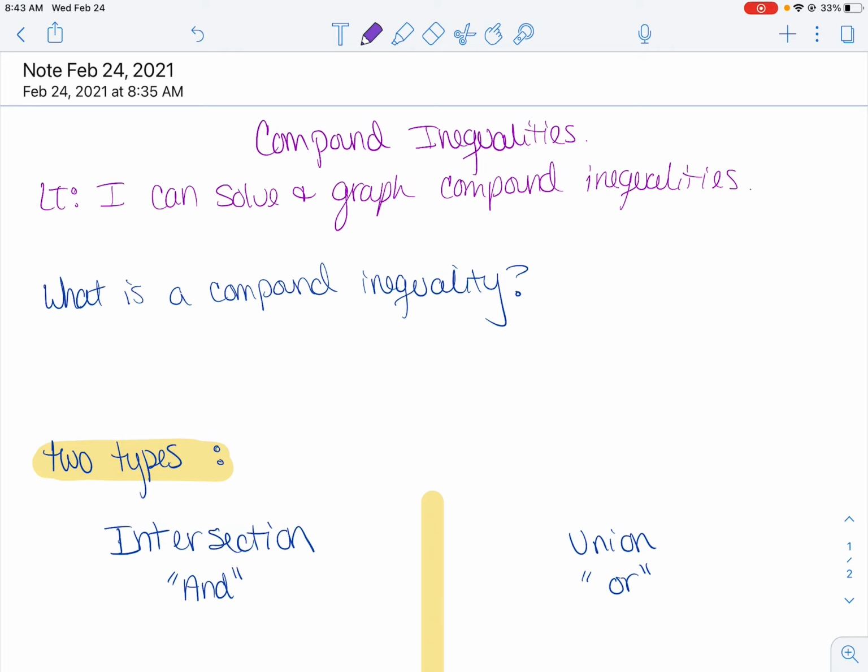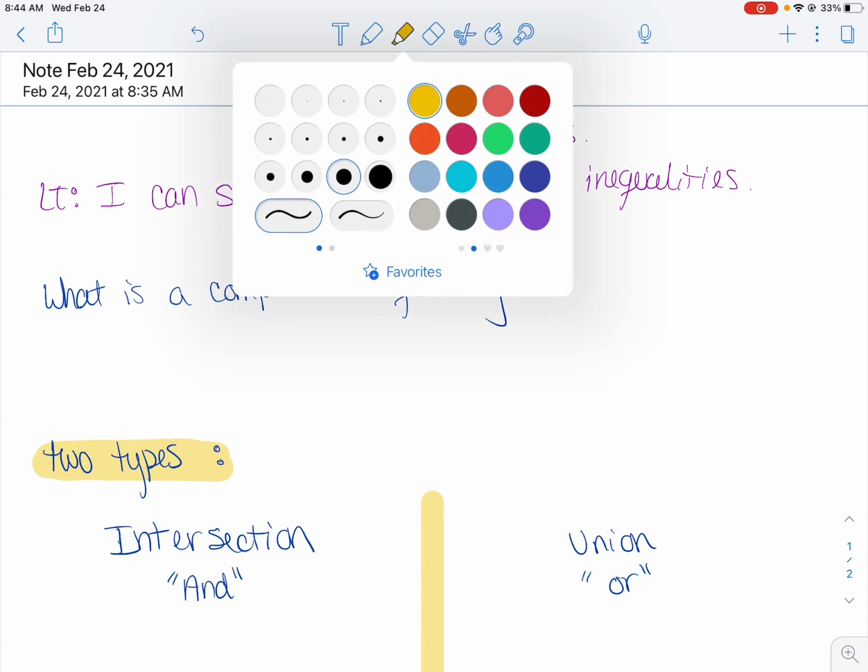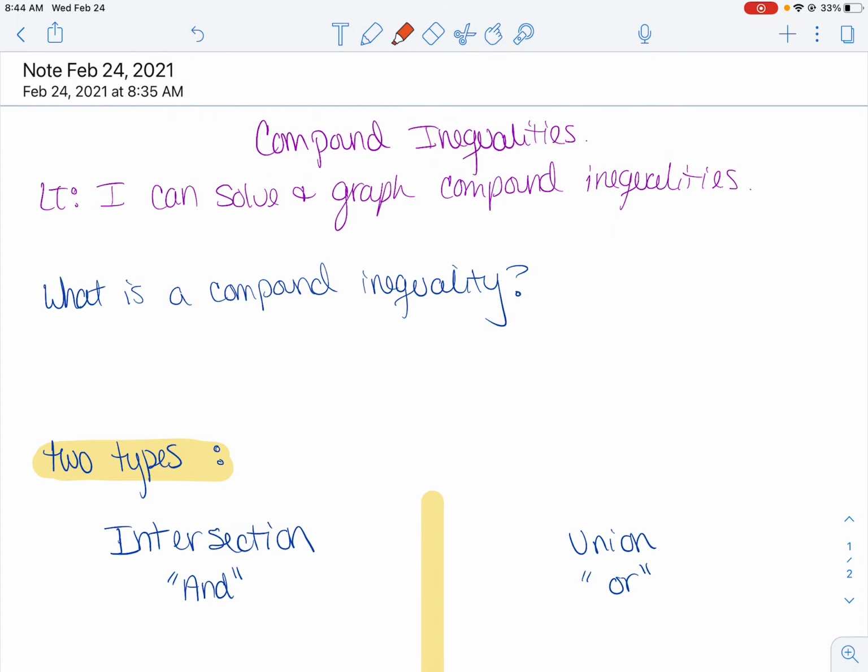So you just learned all about singular inequalities, where we just have one inequality sign. And right now we're going to talk about compound inequalities. So your learning target is: I can solve and graph compound inequalities. And the first question is, what is a compound inequality?